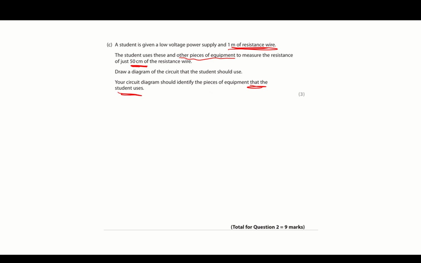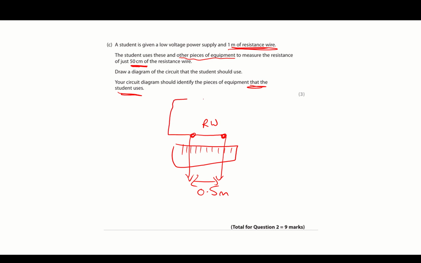So what we're going to do then, we're going to have a ruler. I'm going to say that we're going to measure 0.5, whoops, I'll pick those 2 points and say that's going to be 0.5 meters or 50 centimeters. Now I'm going to get my piece of resistance wire, and I could label that if I wanted fully, but you would do that in the exam. I'm then going to attach that to a variable, to a low voltage power supply.